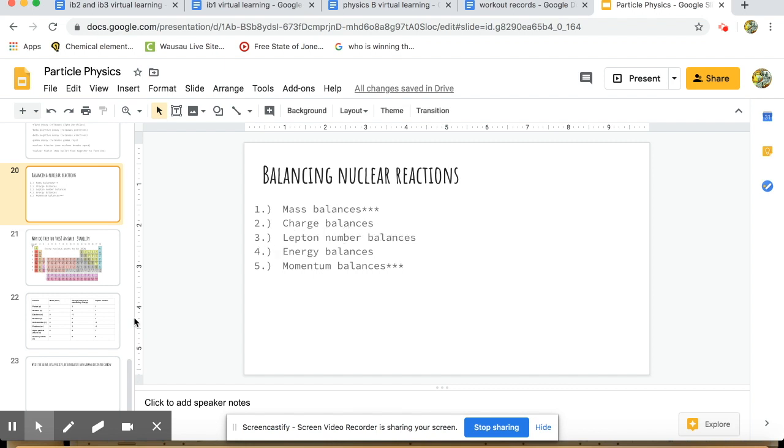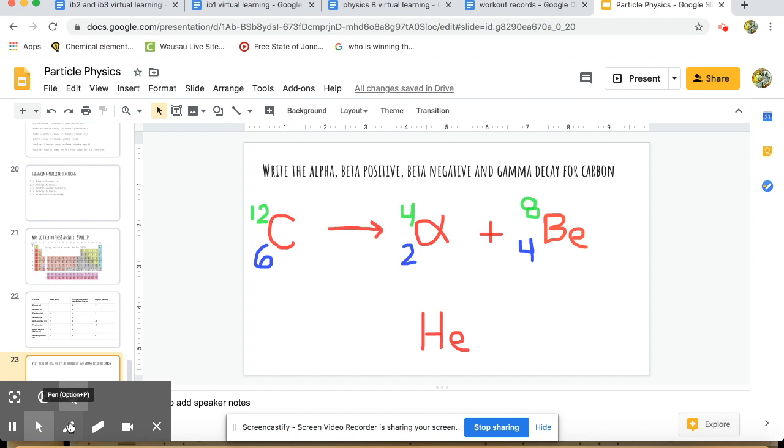Now I have to balance the lepton number. Maybe I'll do that in pink. I'll write the lepton number up here. The lepton number of this is 1, because it's a particle. The lepton number of this is 1. The lepton number of this is 1. So, 1 is on this side, and I have 1 plus 1 on this side. I have 2 things on this side, so I need to add something else on this side.